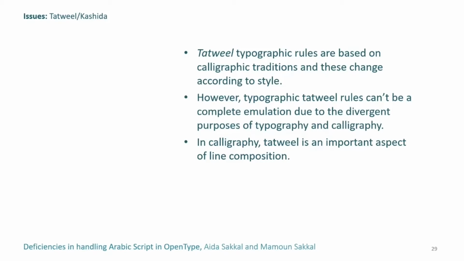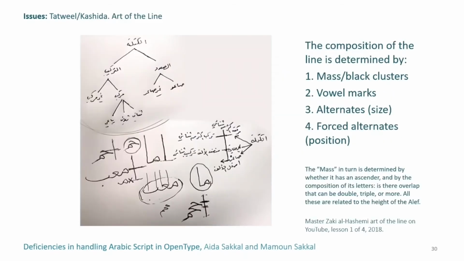In calligraphy, tatweel is an important aspect of line composition. The composition of the line is determined by the mass or the black clusters of letters, by the vowel marks, by the alternate sizes that are required to expand or contract the writing, and finally by the forced alternates.